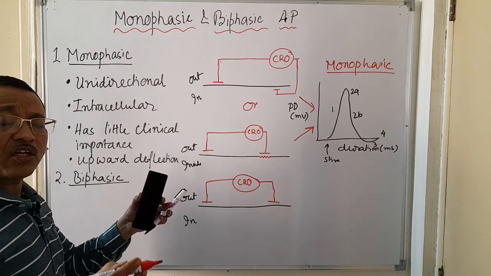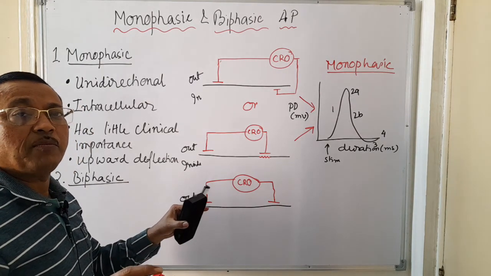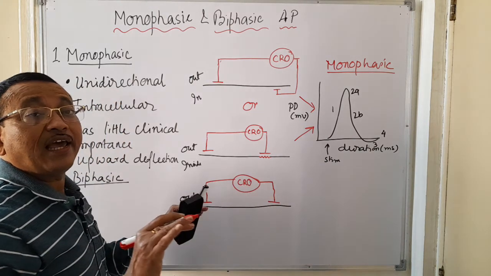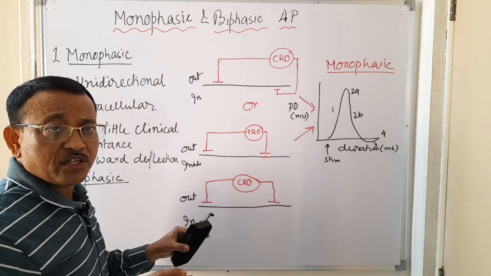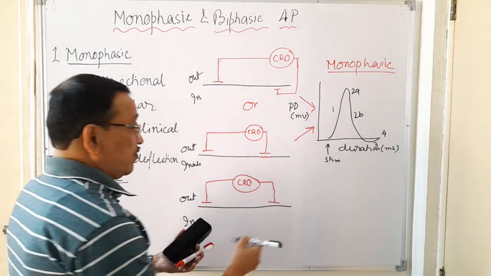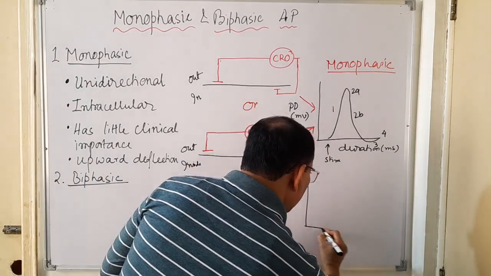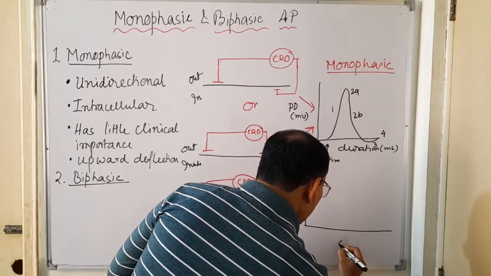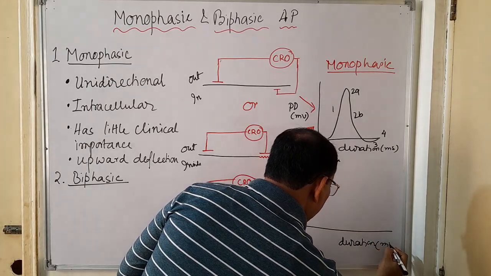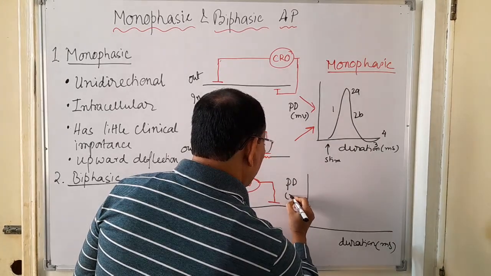So if both the electrodes are placed on the outside of the cell membrane, and the cell membrane where the electrodes are placed is healthy, not injured, not damaged, not sectioned, in such a case what happens? This type of action potential will be obtained. So this is the duration in millisecond, and this is the potential difference in millivolt.